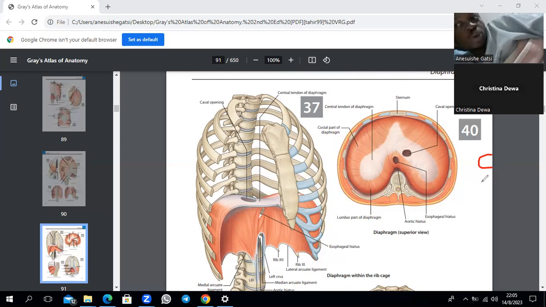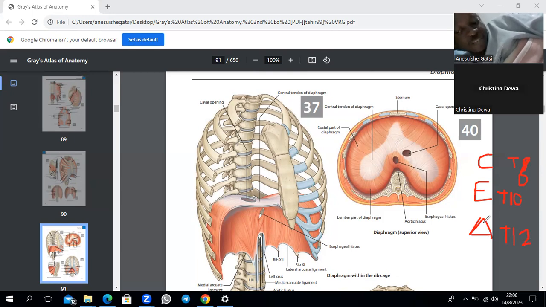You best remember the major openings using this mnemonic, CEA. So there is a cava opening at T8. Then there's an esophageal opening at T10. Then there's an aortic opening at T12.